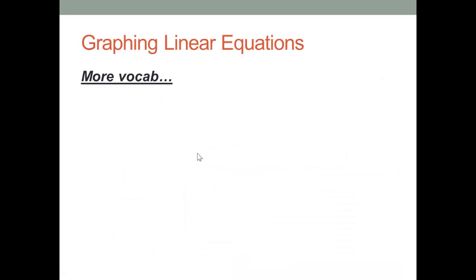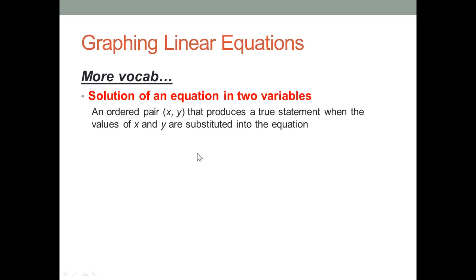Alright, so now we get into graphing them ourselves. So, more vocabulary. Solution of an equation in two variables is an ordered pair, x and y, that produces a true statement when the values of x and y are substituted into the equation. In other words, it goes back to what you did earlier. You put in an x and you found out what y is. So when you use that x, you would get that y. It makes it a true statement.